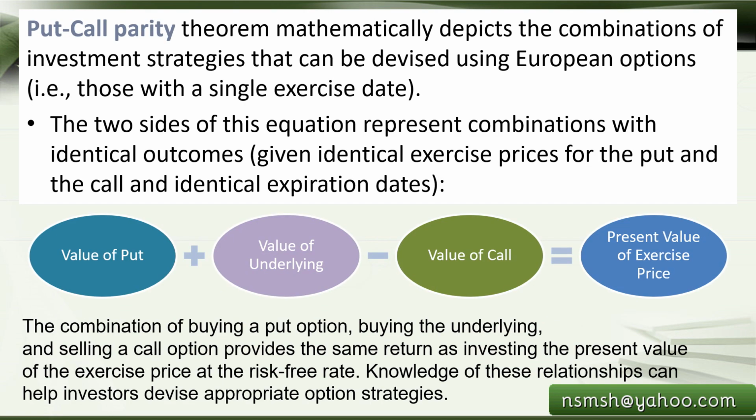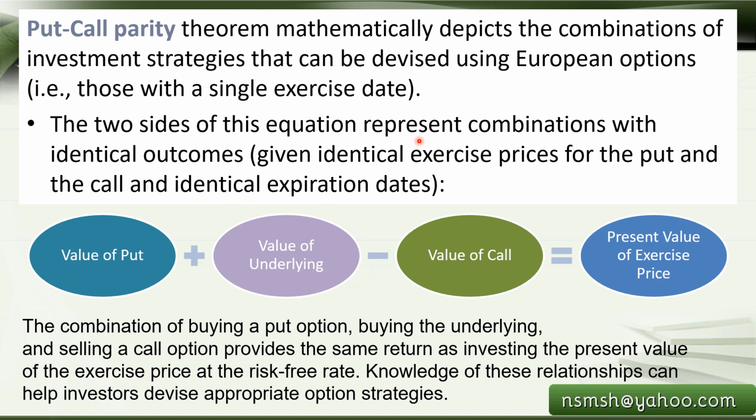So, put call parity theorem. This is how we have just seen this theorem, and mathematically it can be depicted with this: the value of put plus the value of underlying asset minus the value of call equals the present value of exercise price. So this is the theorem formula that we use. Put call parity theorem mathematically depicts the combinations of investment strategies that can be devised using European options, that is, those with a single exercise date. On that particular date, so accordingly you can use it.